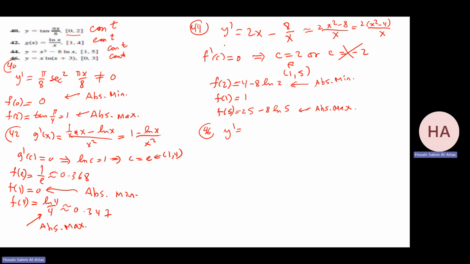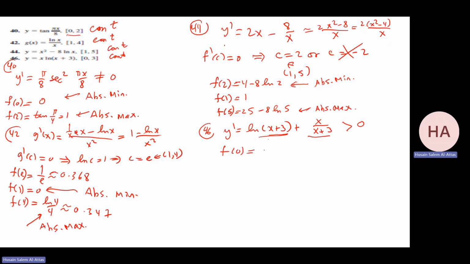The function is continuous. y prime will be then ln of x plus 3 plus x over x plus 3. This is always positive, and ln of 3 is always positive, so this is always positive. Impossible to be 0. So I check the endpoints.